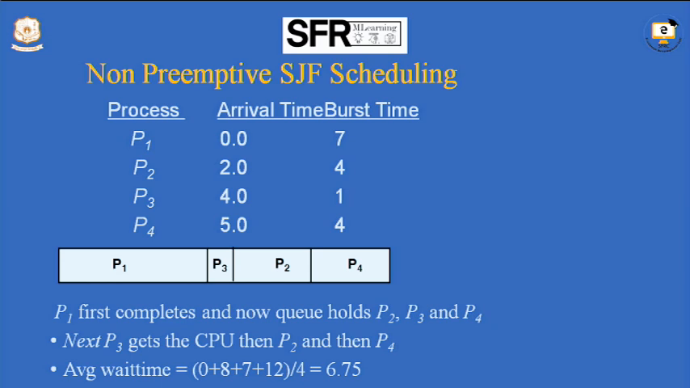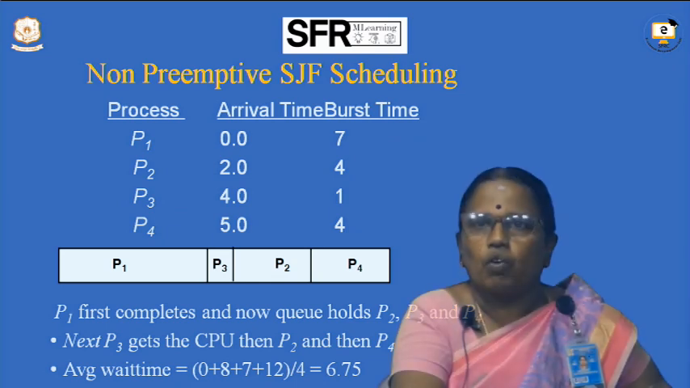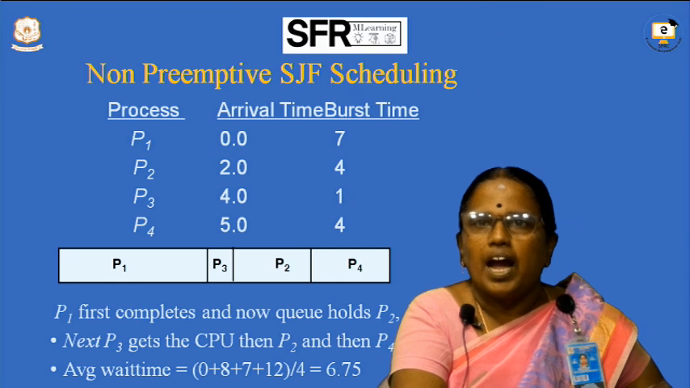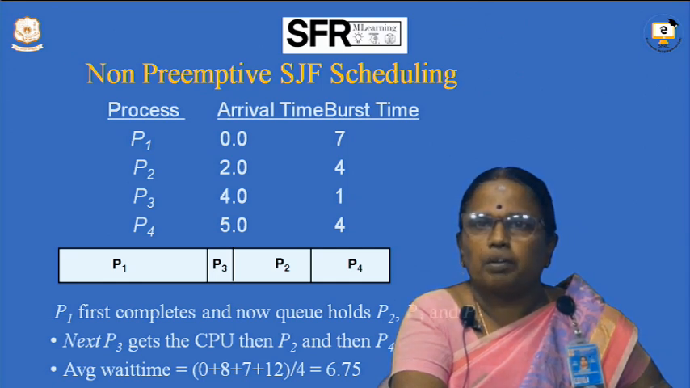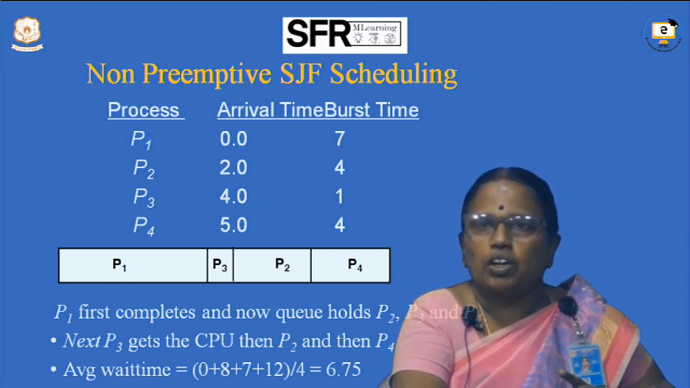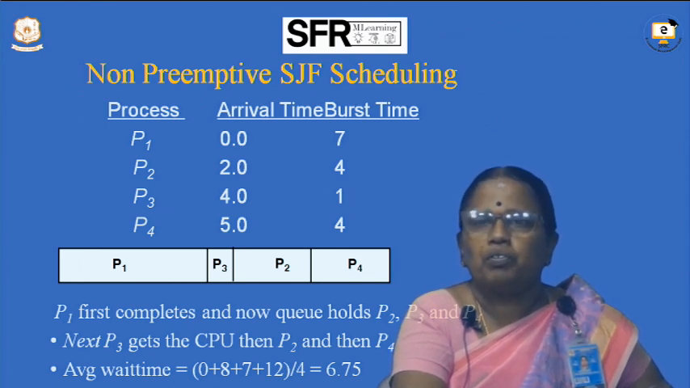So, P1 completes at time t equal to 7 and the CPU burst is 4. P3 will be executing with the shortest time 1, so 7 plus 1, 8. At time t equal to 8, P3 will complete, and we have P2 and P4 with 4 time intervals. So, 8 plus 4, 12, P2 will complete, and again at time t equal to 12, P4 will begin execution, and at time t equal to 16, P4 will complete.